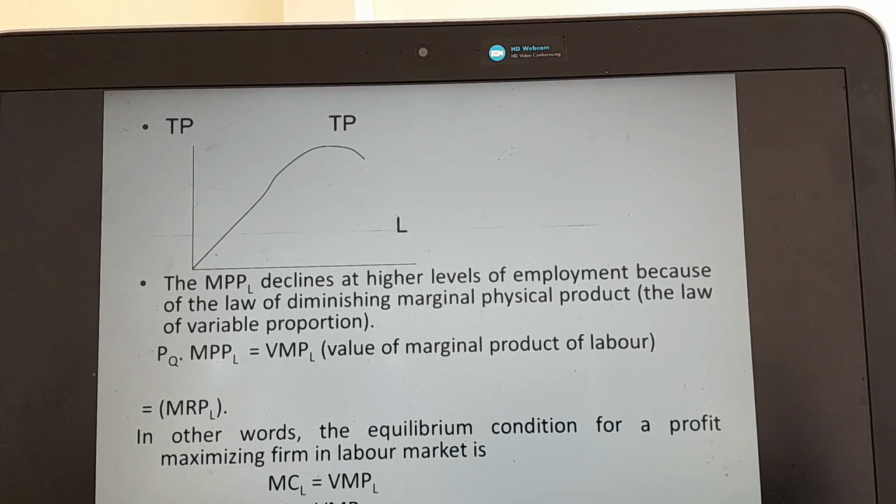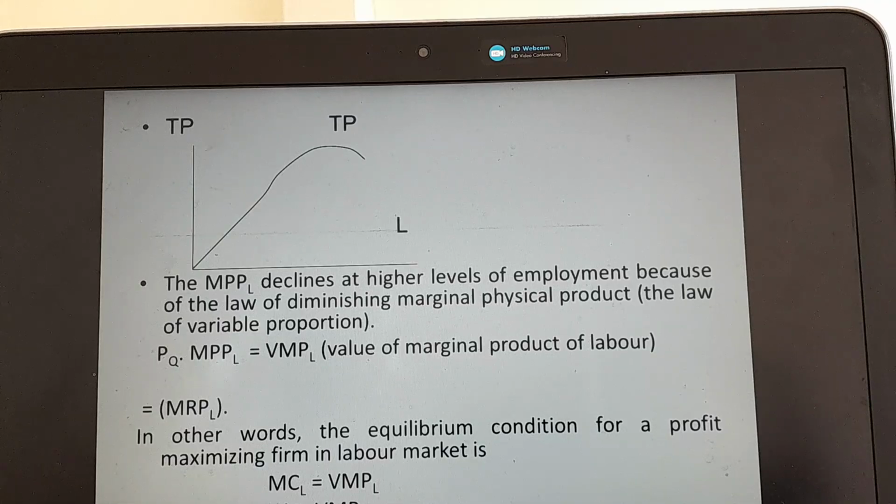So price times marginal physical product of labor is value of marginal product. Value of marginal product is the slope of total physical product times the price. We know total revenue is price times output. The price is fixed. So the change in output with respect to the labor input gives us marginal physical product. So marginal physical product times price gives us value of marginal product.